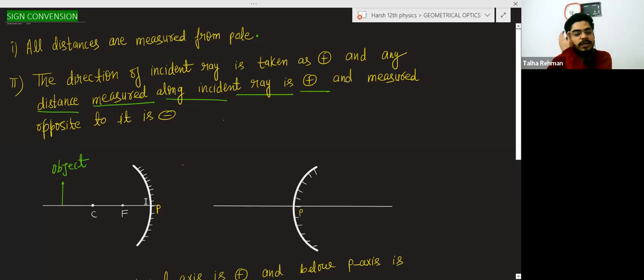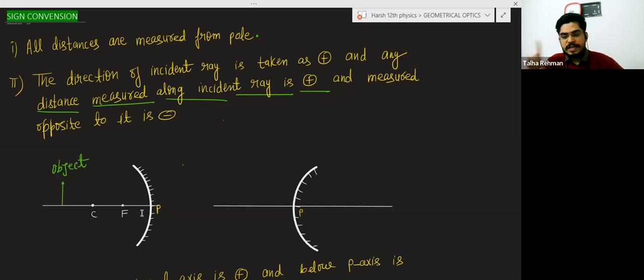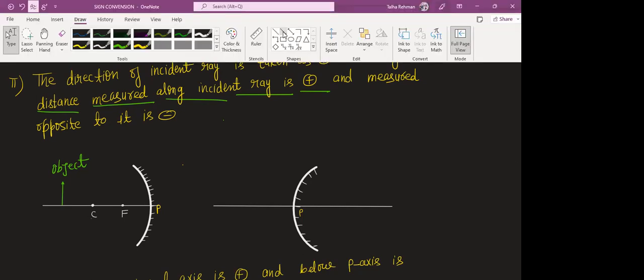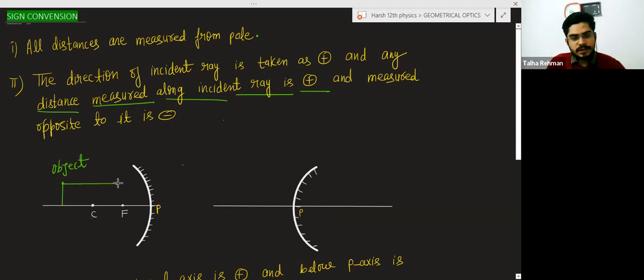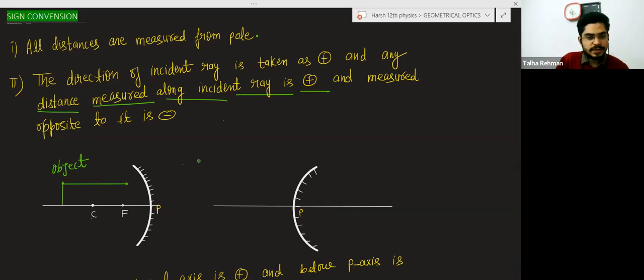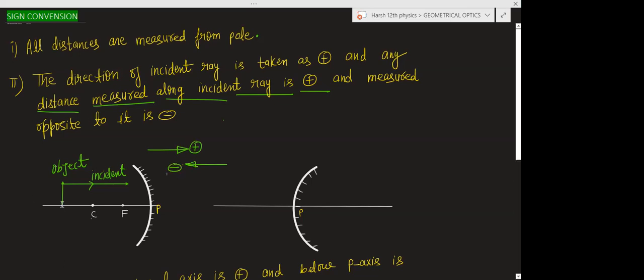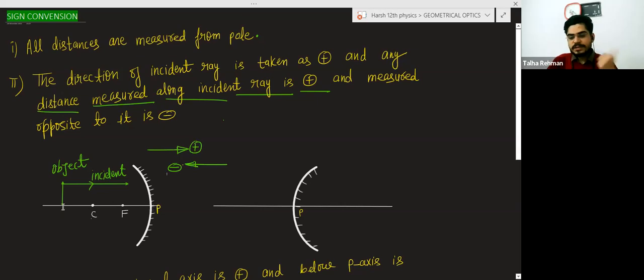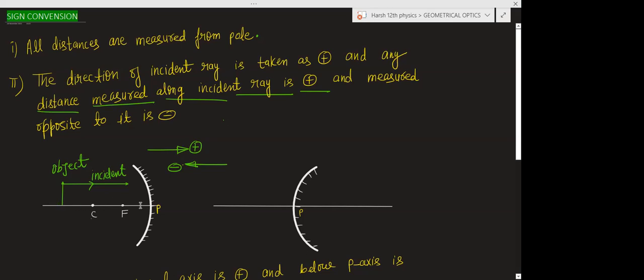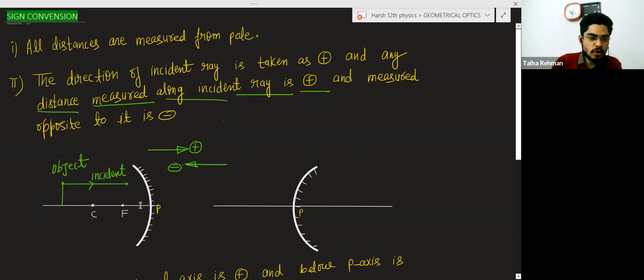This object is placed in front of the concave mirror, and we want to find the object distance. First, we will always measure the distance from the pole. Second, this object will give an incident ray like this, in this direction. The direction of the incident ray is positive, and the opposite direction is negative. Now the distance between the pole and the object is the object distance. You will move in this direction, so this object distance you will take as negative.